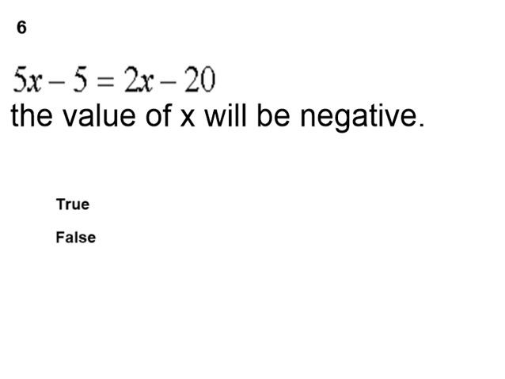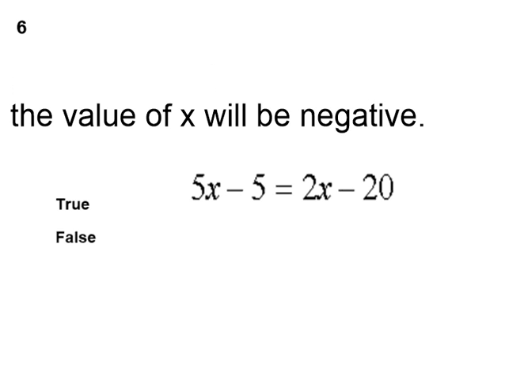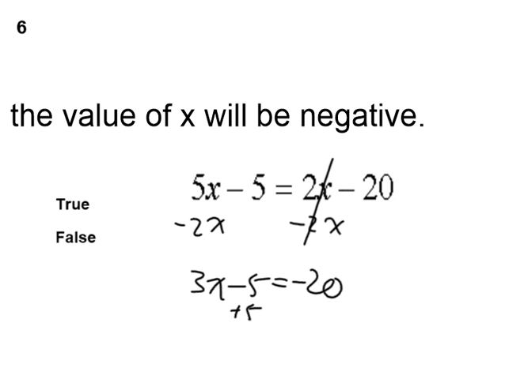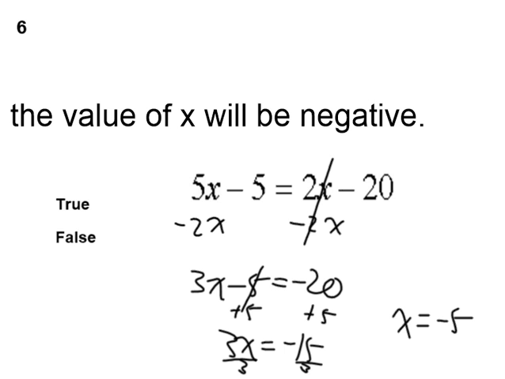Question 6. If we isolate the value for this, now we have variables on both sides. When you have variables on both sides, it's easiest to get rid of it on the side that you have the least amount. So we're going to subtract 2x from both sides. That gives me 3x minus 5 is equal to negative 20. Add 5 on both sides. 3x is equal to negative 15. Divide by 3. And x will be equal to negative 5. Will it be negative? Yes, it is. Therefore, it's true.